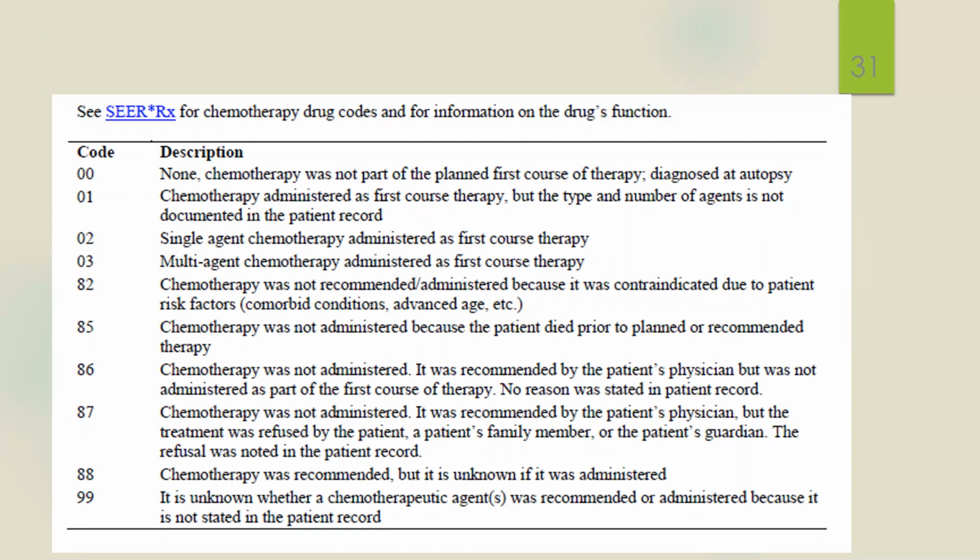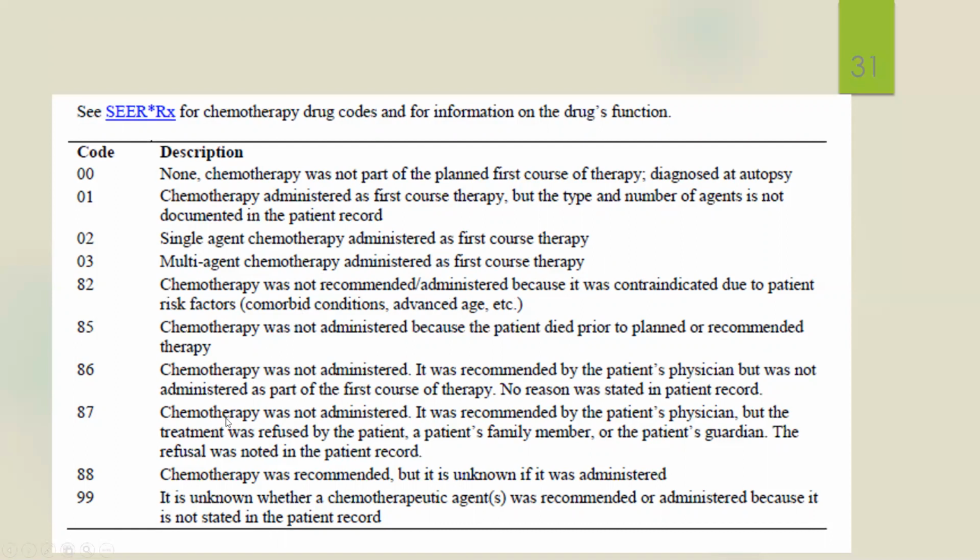Looking at the chemo codes, and this is from the SEER manual, these two-digit fields are where we would code, like if they didn't have chemo. 02 would be if there was just one agent given. 03 would be multi-agent. If you look at the description for 82, chemo was not recommended because of comorbid conditions or other medical problems the patient might be having, so that it would be contraindicated due to the patient.